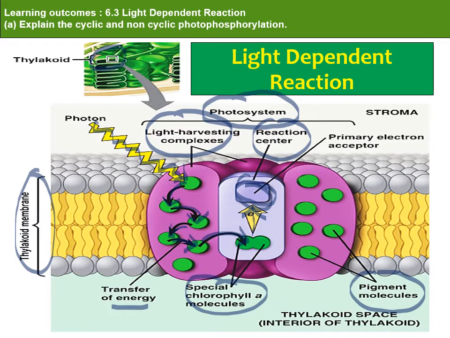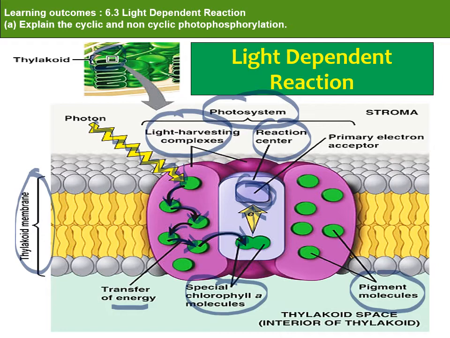Okay, which is this primary electron acceptor dia akan remove an excited electron from the reaction center chlorophyll A. Okay, and this is the starting process. This will start the light dependent reaction.